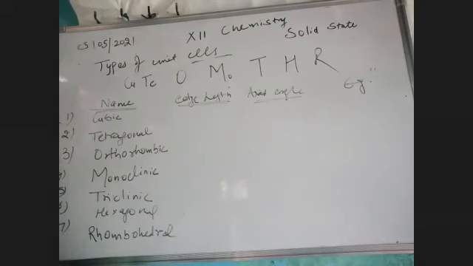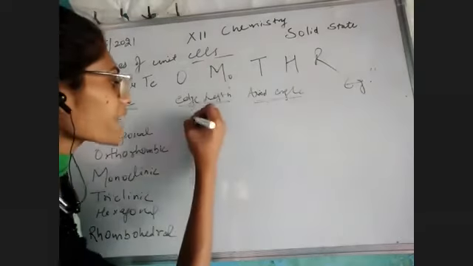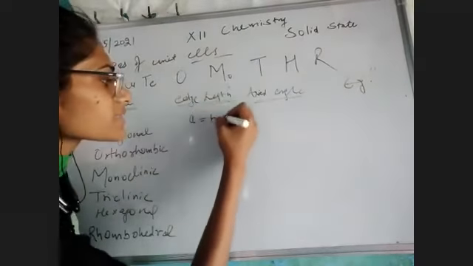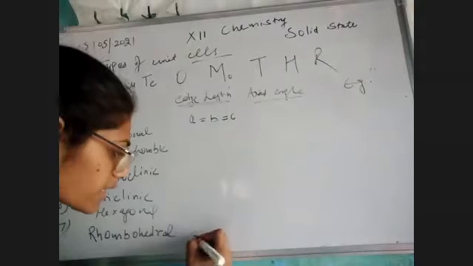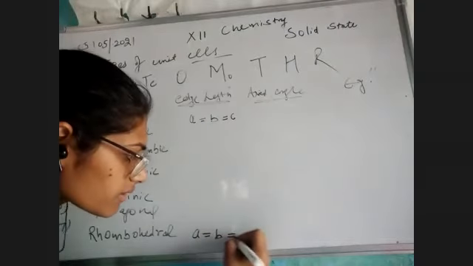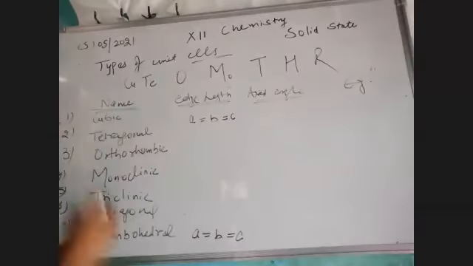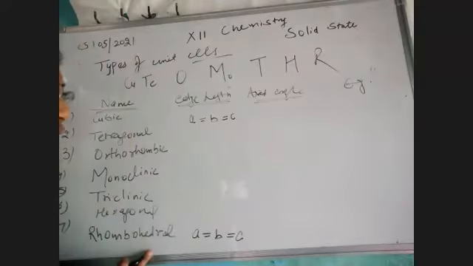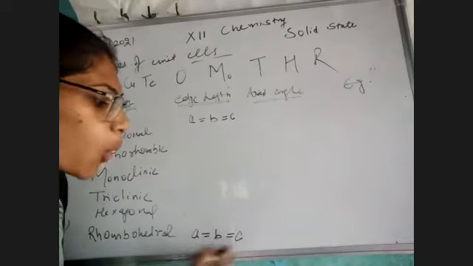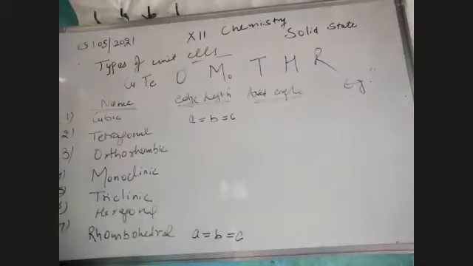alpha, beta, and gamma. So let's start. See, so many concepts. So I have made them as A equals to B equals to C, and in the last one, A equals to B equals to C. That means both cubic and rhombohedral have all the three edge length equal to each other.